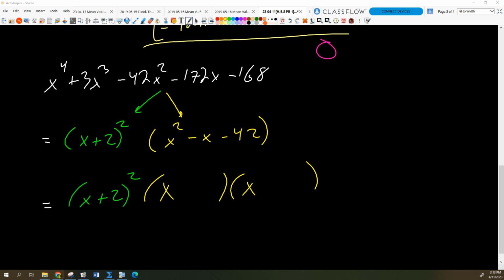What magic numbers multiply to negative 42 and add to negative 1? I heard it. Negative 7 plus 6, right? Done. Okay? See what we did? By dividing by x plus 2 squared, we figured out what the other factor had to be.